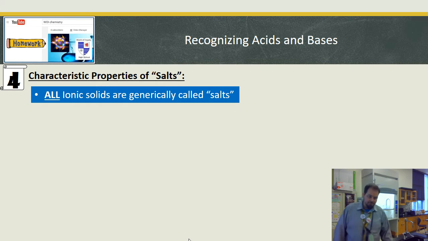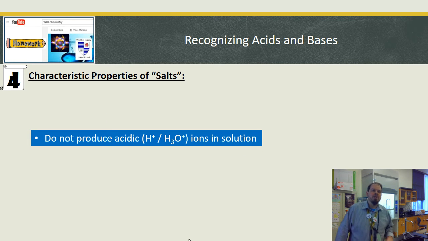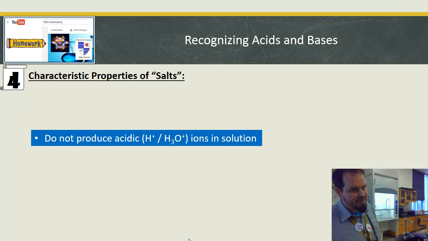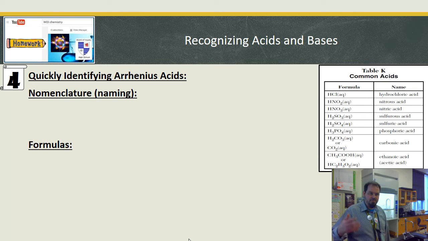Okay, and then salts. This again is a generic word for any ionic solid. Chemists call them salts. They are the product of any neutralization reaction, which is an acid plus a base. Second time we've talked about this so far, and we'll have a full video on just this topic. They do not produce H pluses in solution when they dissociate. So an ionic salt will not have H plus in it. It also does not produce OH minus. Okay, OH minuses would be bases. Neutral salts don't have those.